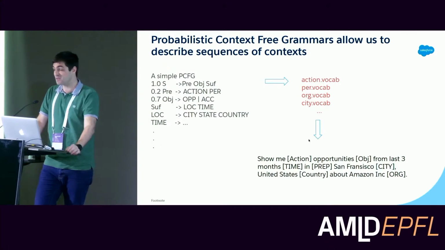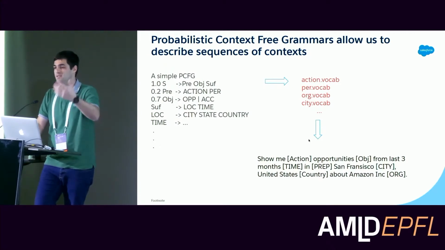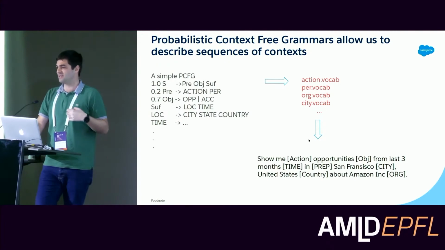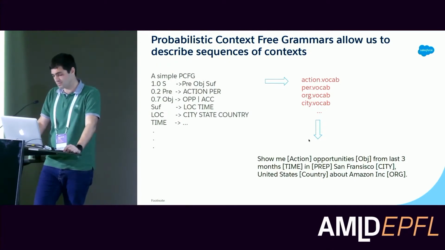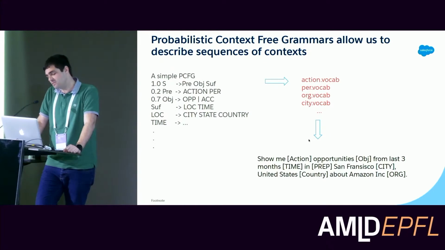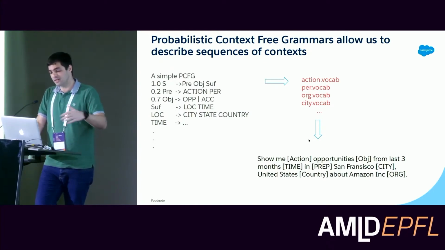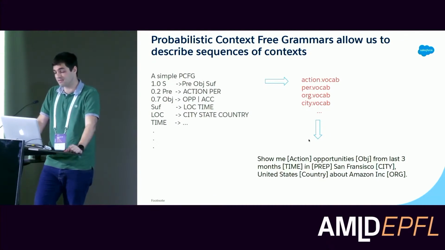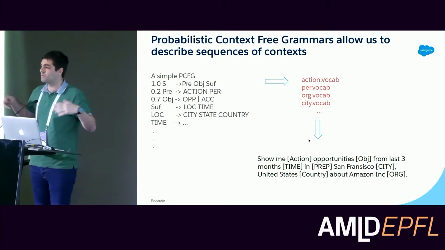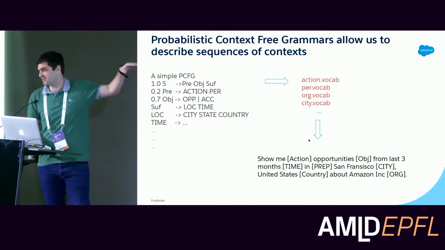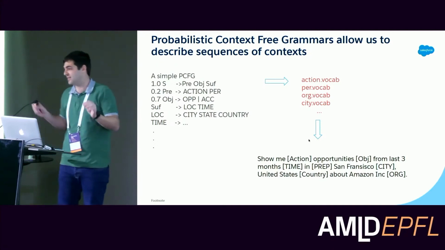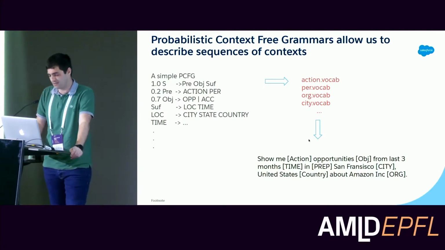The prefix can be something about action: show me, list me, give me, return me, things that humans use to express an information need. And then there can be a person. Then there is an object. Here, for simplicity, only 2 objects appear: opportunities or accounts. And then the suffix can be either location or time. And the location can be a sequence of city, state, country, or city, state, or city, country, all the different combinations that you can imagine. It's very easy to enumerate this. A computer will do this. Okay, you just write the grammar, and NLTK will save your day.